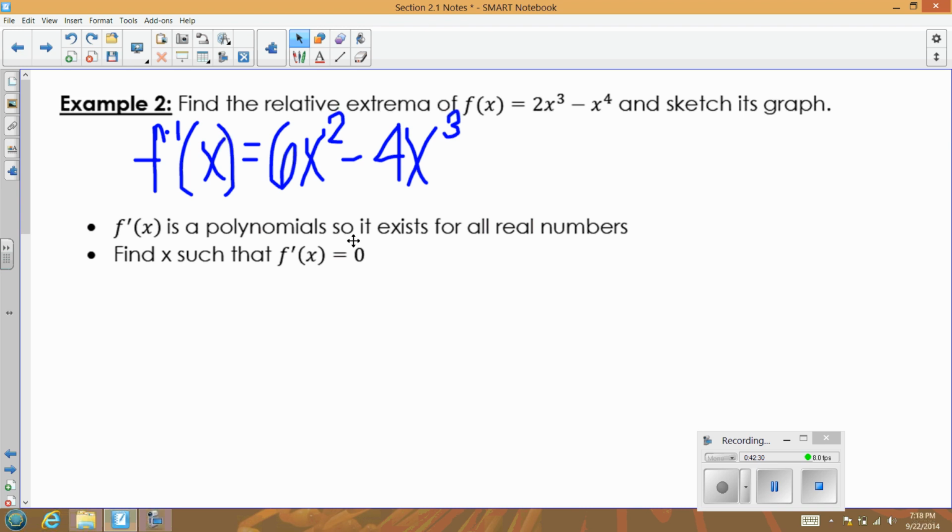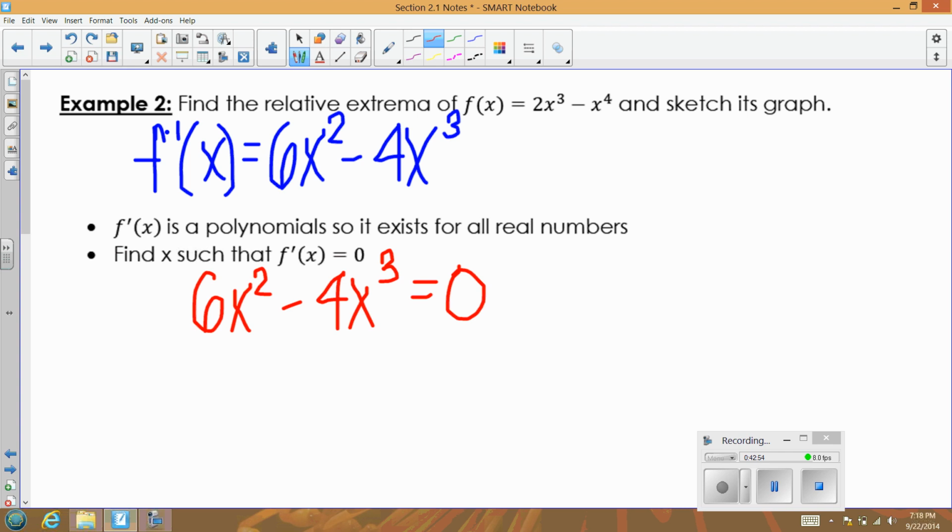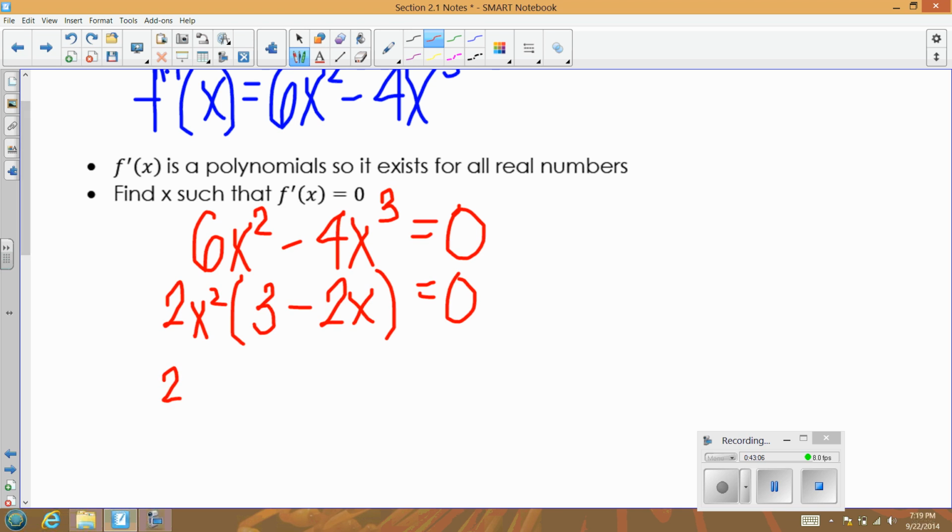So this is kind of the process you run through. You say, okay, find the derivative. Well, the derivative exists for all real numbers, so can't use any values from that for critical values. So now I set the derivative equal to 0 and solve for x. So go ahead and factor out a 2x squared. So I have 3 minus 2x equals 0. Set both parts equal to 0.